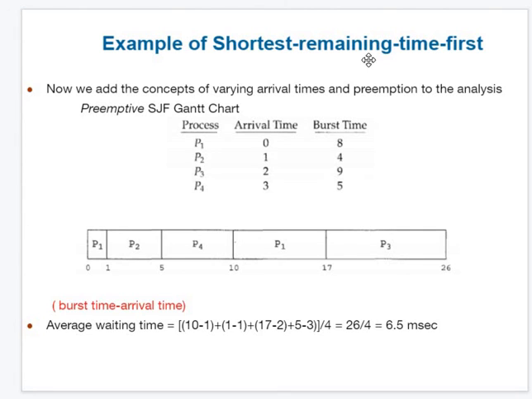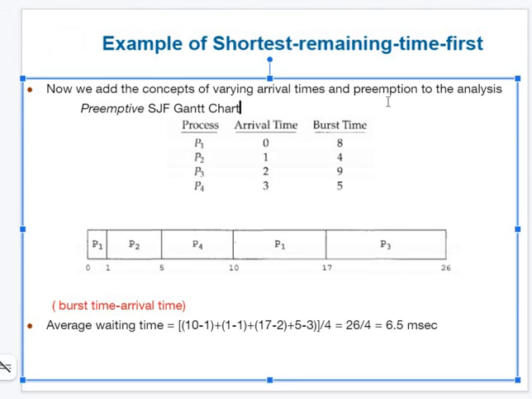Think for a while. Among all the 4, who is smaller? P2 is smaller, so P2 will come first. Next smaller, P4 will come second. Next smaller, P1 will come third, and the biggest is P3, last. But here the definition is different. In shortest remaining time, after every new process arrives, please calculate the remaining time of all the processes. Whoever is smaller, we have to pick for execution.